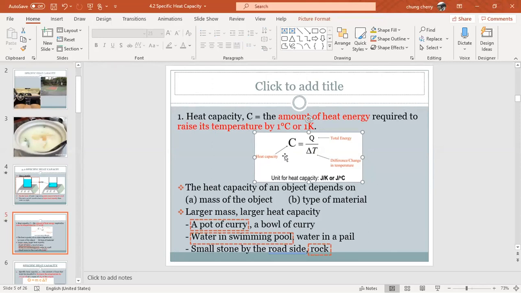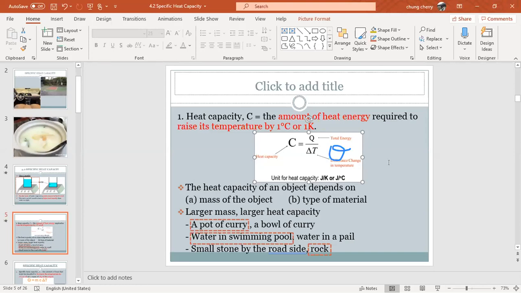So how do we find heat capacity? It will be heat energy divided by this one. The triangle T is actually the difference in temperature. Sometimes we won't use this triangle T, but we will use this theta. Theta represents the change in temperature. You may start to copy down. While you are copying, I will explain further about heat capacity.